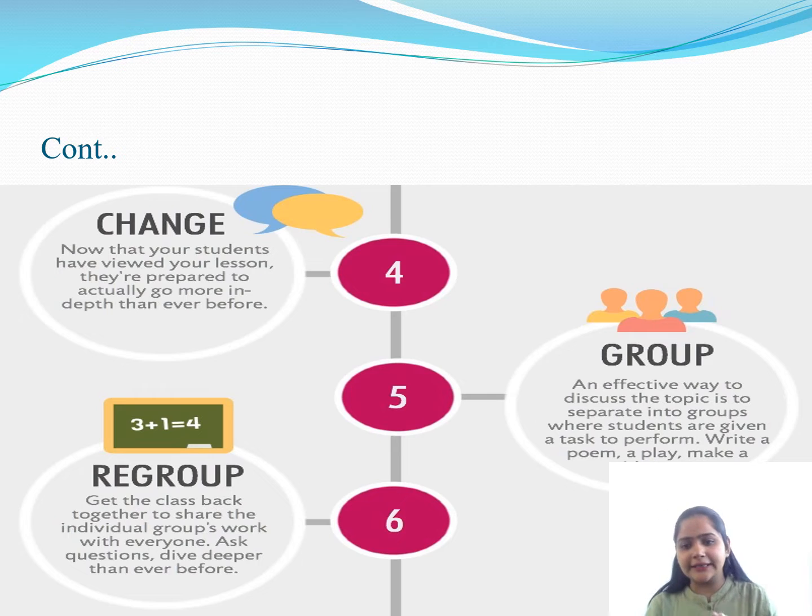The fifth step is divide into groups. Discuss the topic by separating into groups where students are given a task to perform. Write a poem, play, or make a video. And the last step, regroup. Get the class back together to share their individual work and ideas. Ask questions and dive deeper than even before.